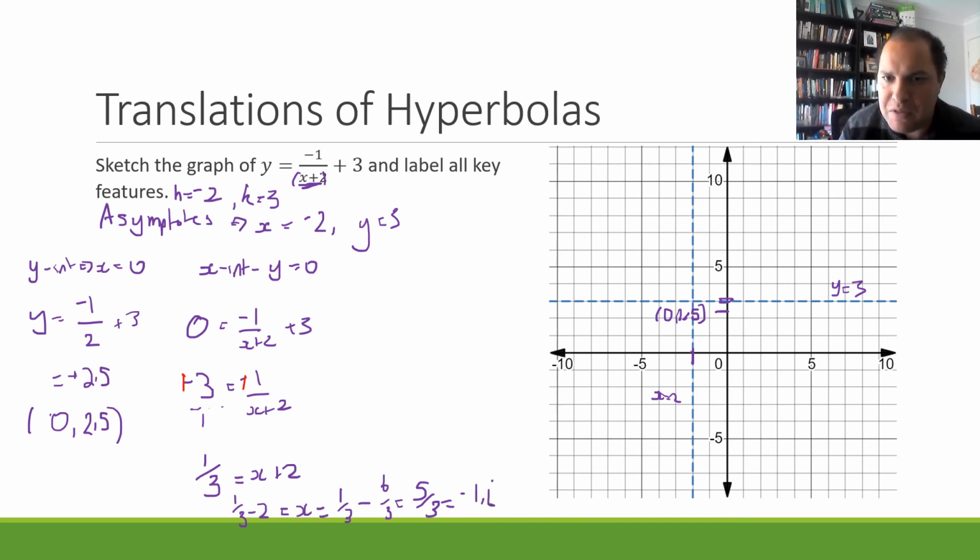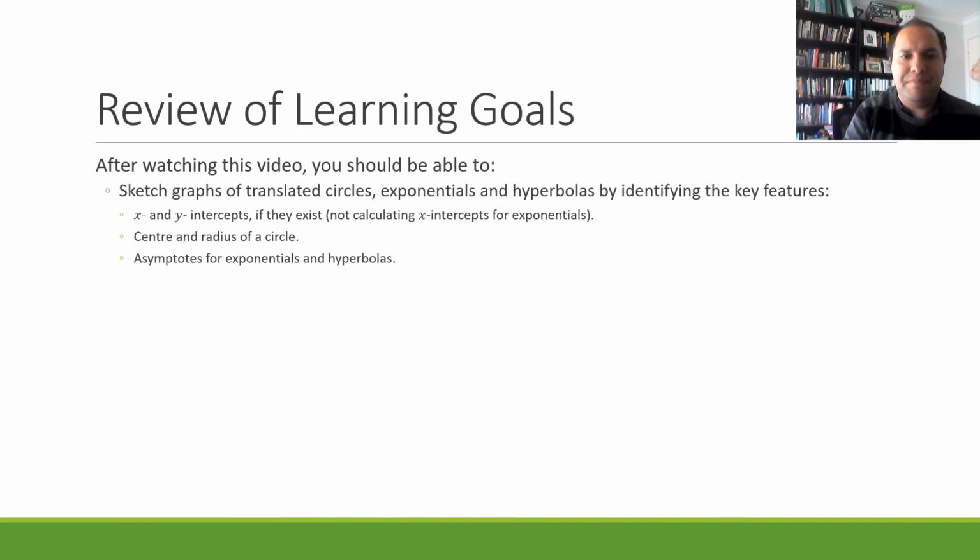Alright, so negative 1.6 recurring, that'll be about here. And so we can label that point as negative 5/3, 0. And then with those points, we can draw the branches of our hyperbola in. And there's the sketch of our hyperbola.